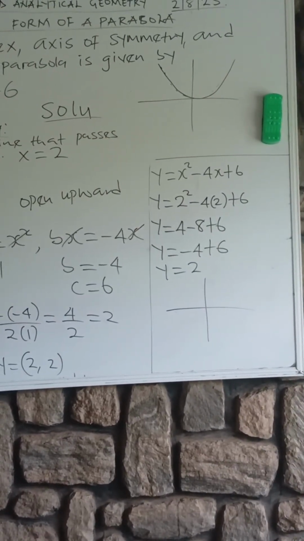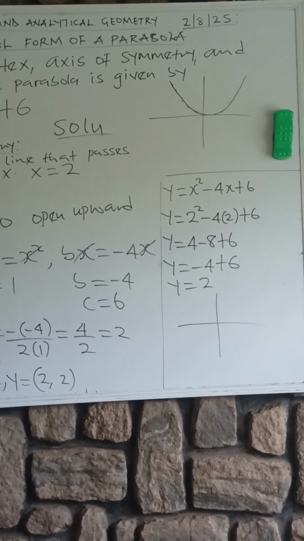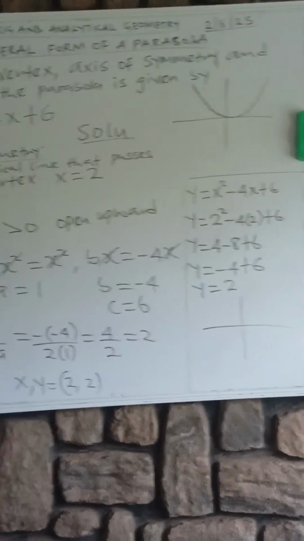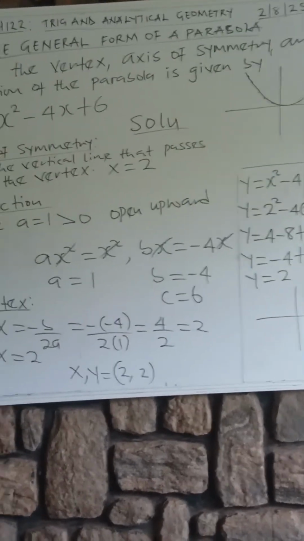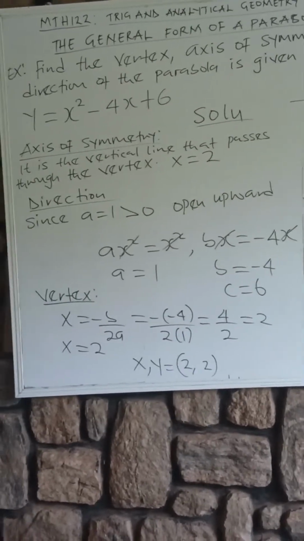So what if A is less than 1? How will the parabola be?